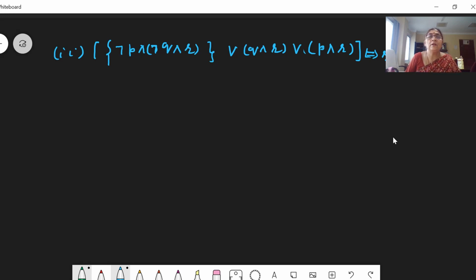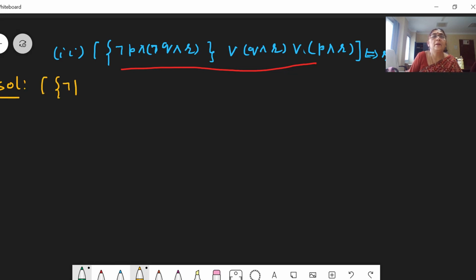Now, as usual, we are going to take the left hand side and try to show the right hand side. Okay. Now, solution. Negation of P, conjunction of negation of Q, conjunction with R, disjunction of Q conjunction with R, disjunction of P conjunction with R. Okay.